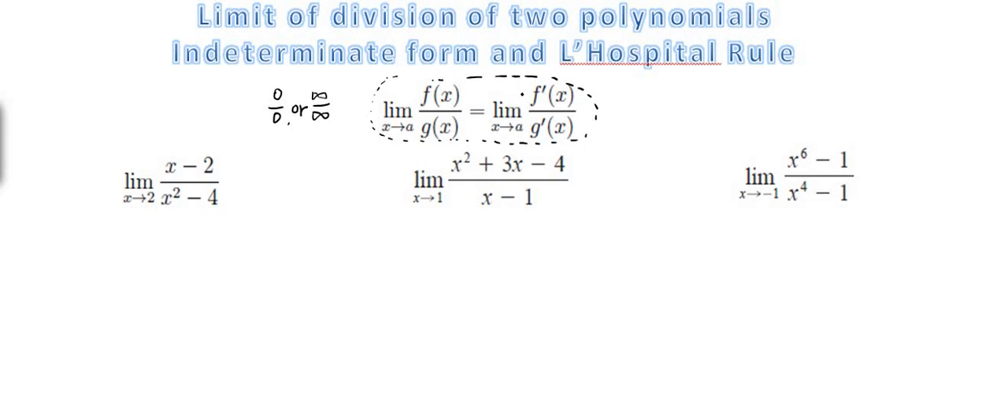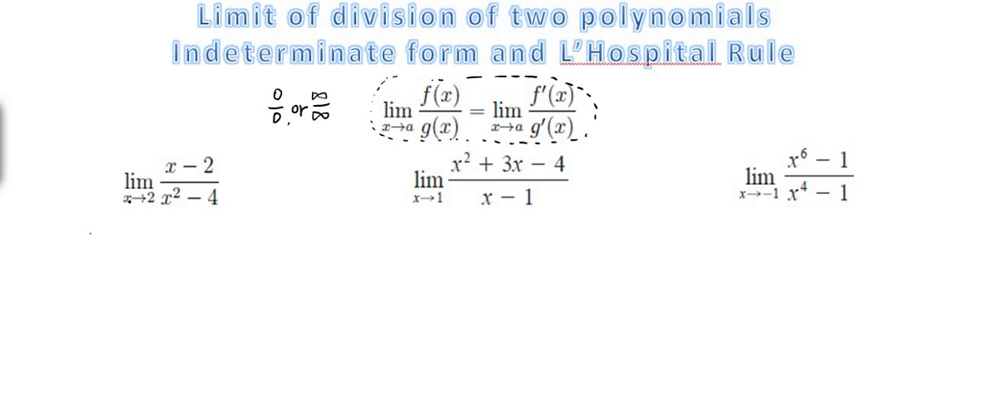Basically, what are we gonna do? We do the derivative for the numerator and the derivative for the denominator. And we need to know the condition for using L'Hopital's rule is 0 over 0, or infinity over infinity. 0 over 0 we call the indeterminate form. Now let's take a look at the first example.